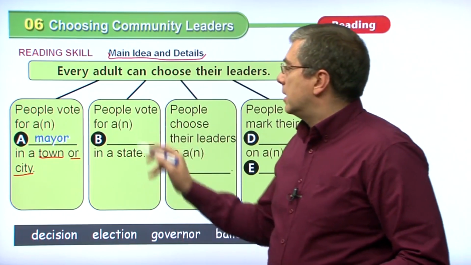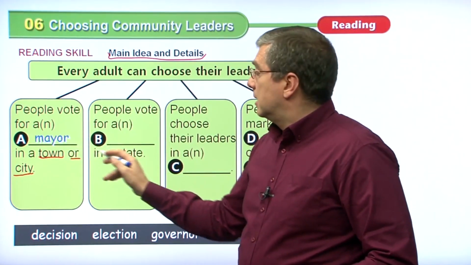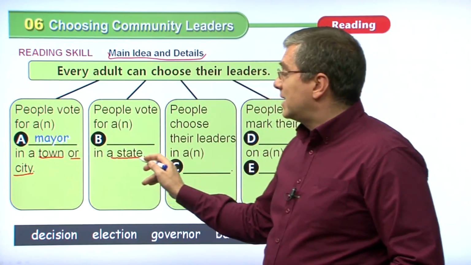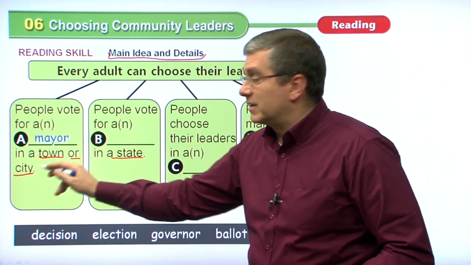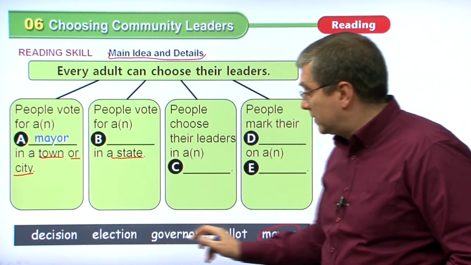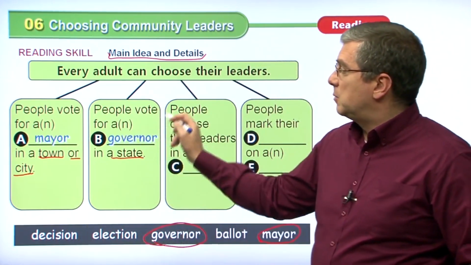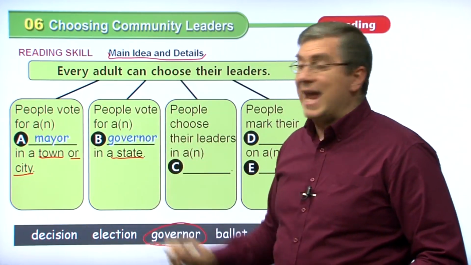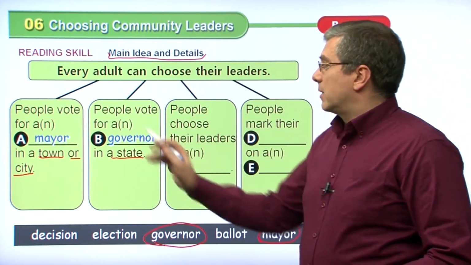The second detail. Now people vote for a blank, almost the same as A, but now we're talking about a state, not a town or city. So a mayor is the leader of a town or city. Who is the leader of a state? Which word fits in here? If you choose governor, that would be correct. People vote for a governor in a state. Okay, good. So we got mayor and governor.